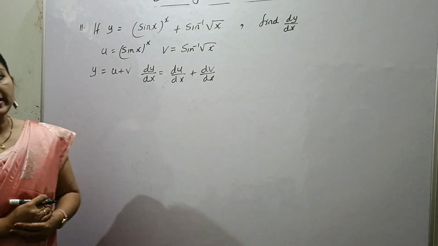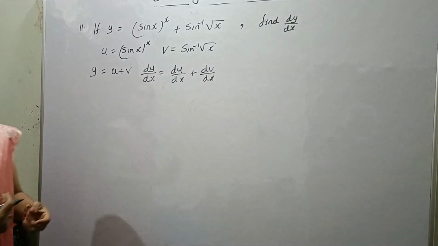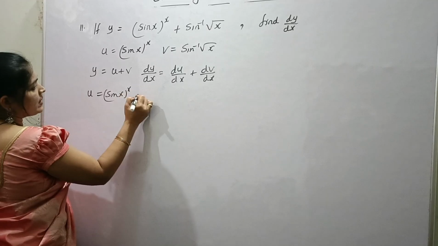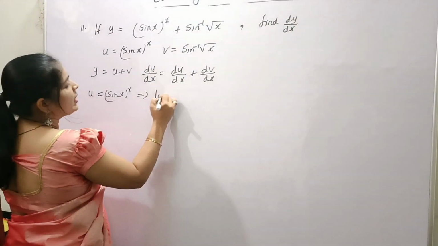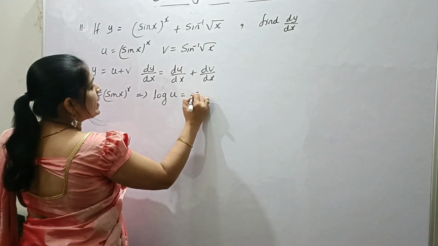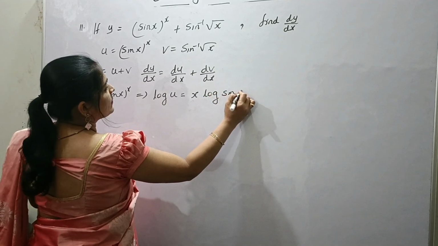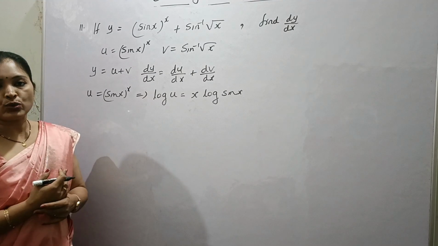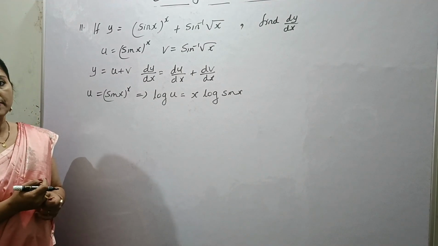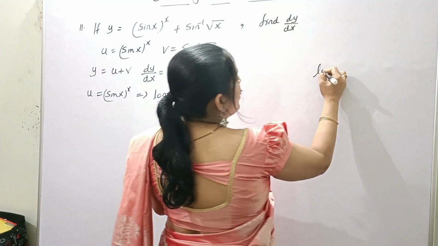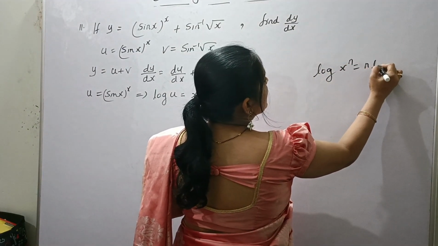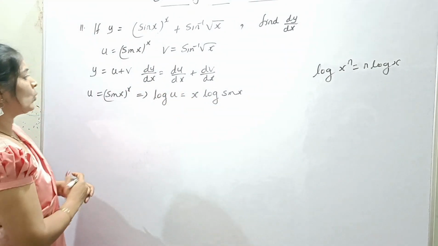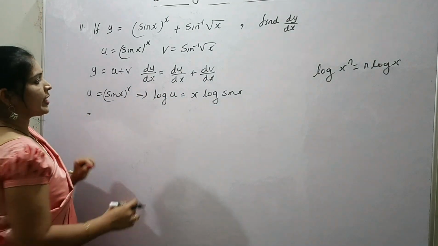Then let's find du/dx, taking log on both sides. What is our u? u is equal to (sin x) raised to x. So take log on both sides. So it will be log u is equal to x log sin x, right? Because log of (sin x) raised to x is in the form of log of a raised to n, and log a raised to n is n log a. So here directly we can write x into log sin x. Then differentiate it with respect to x.